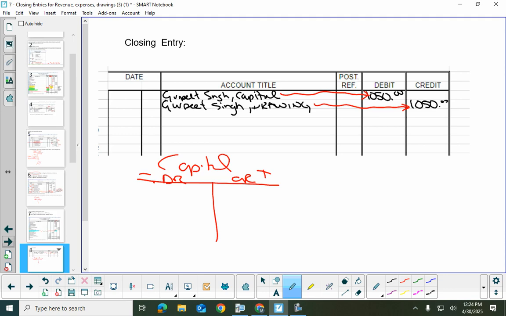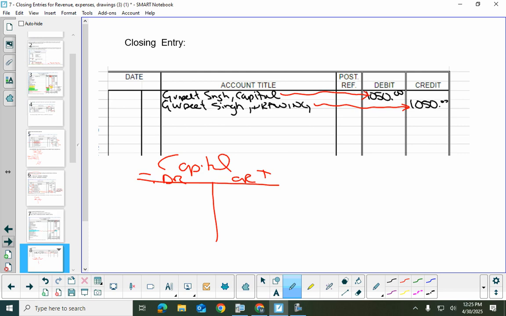So it's a 4-step process. Close revenue to income summary. Close expenses to income summary. Close income summary to capital. Close drawings to capital. 4 things. How do you know how to close? You do the opposite of what's on the worksheet.